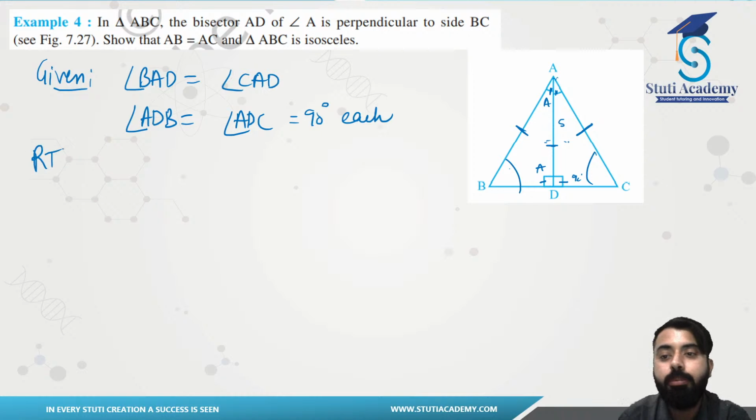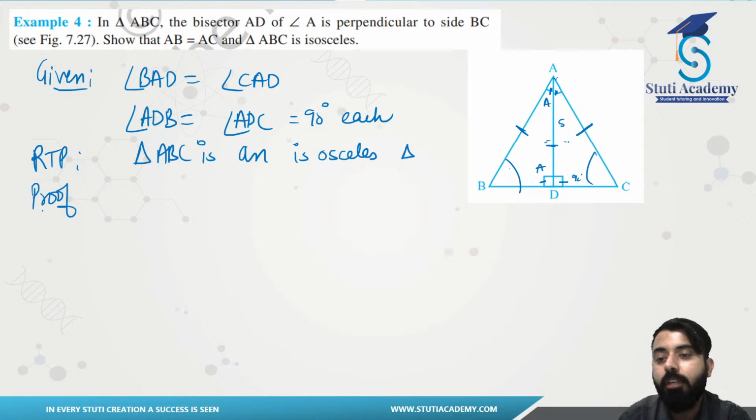Now what is required to prove? Required to prove is triangle ABC is an isosceles triangle. Now for the proof, let's start the solution.